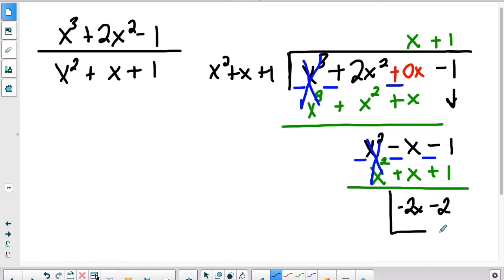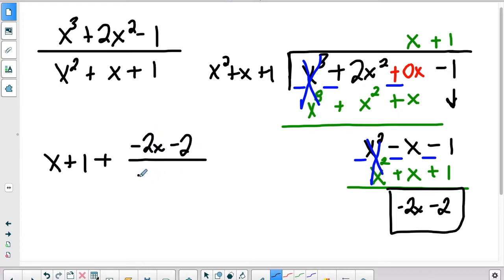So this is what we have left over, and because the degree of this is less than 2, we're done. We can't really divide any further than this. So what that tells me is, written so that the numerator is less than the denominator, we get x plus 1 plus negative 2x minus 2 over x squared plus x plus 1.